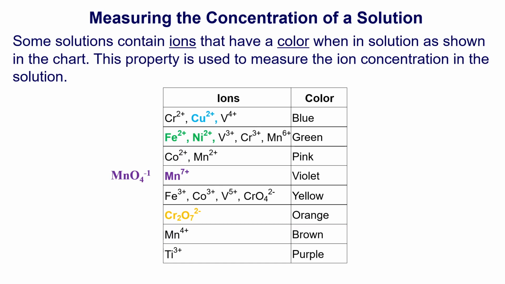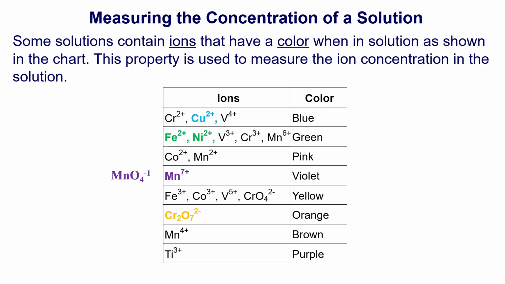So for instance, the first blue one might be copper sulfate, and the iron one could be iron 2 chloride, or nickel 2 bromide, or something like that. So you're going to be looking for the colors that match. Now, Mn+7 is the ion that's in the permanganate ion, and so it's generally going to be some sort of permanganate, like potassium permanganate or calcium permanganate.